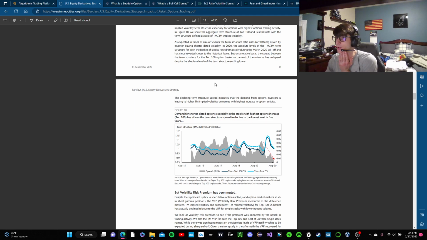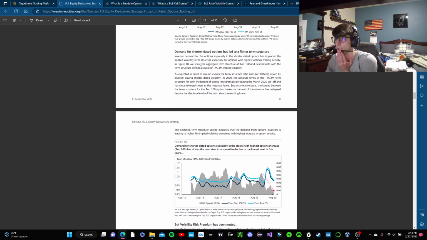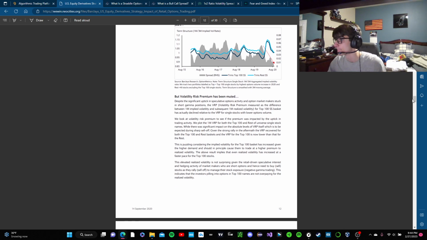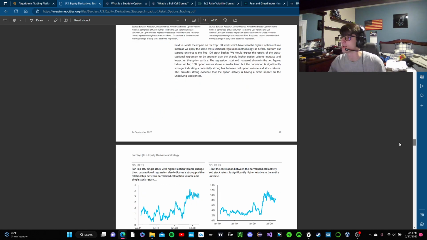Now we know that the term structure is considered to be the ratio between the 1 and 3 month implied volatility. So what does this mean? That the 1 and 3 month volatility of longer dated options and shorter dated options are basically the same. That's weird. That does not normally happen, and that's one of the things that they notice. So now with all that out of the way, we can get into the strategies.